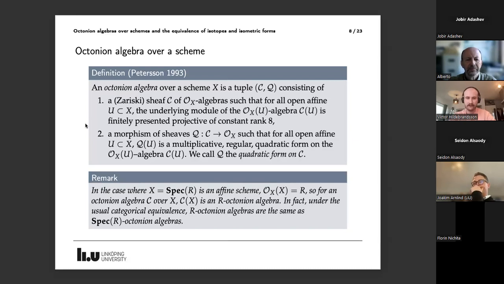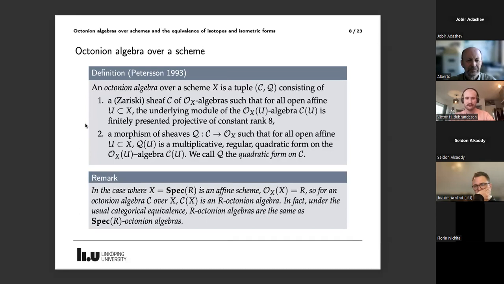And this Q is a morphism of sheaves, such that for all affine open sets U, Q_U is a multiplicative, regular, quadratic form of this C_U algebra. And again, in this setting, we call Q the quadratic form of C.